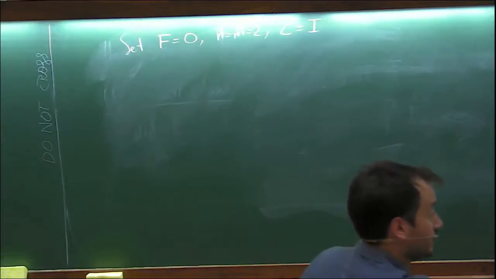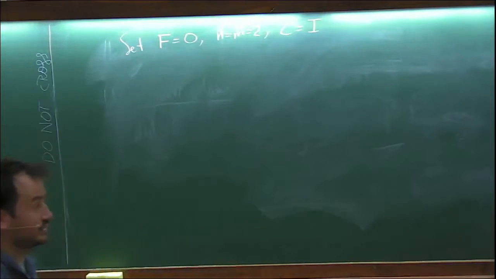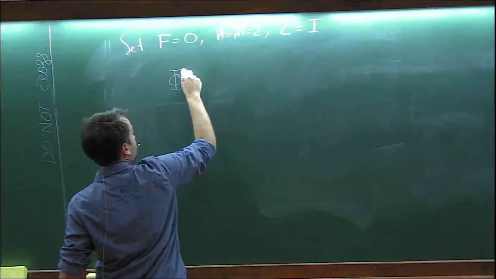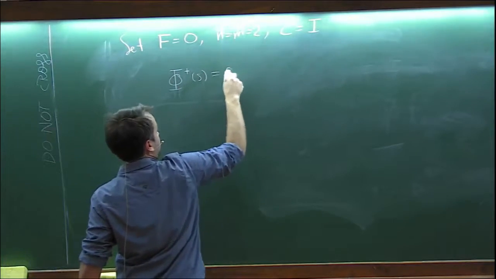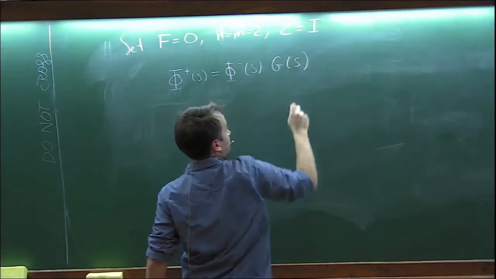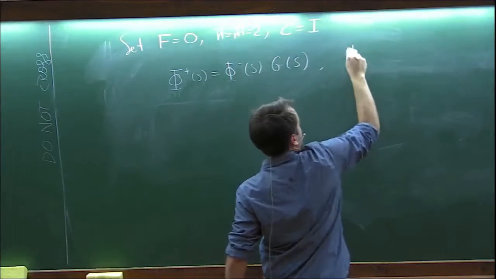C. Yeah, what it tends to at infinity. Yeah, C. And well, we won't really make any assumptions on G. Okay, so I have my jump relation. I have then phi plus of S is equal to phi minus of S, G of S.